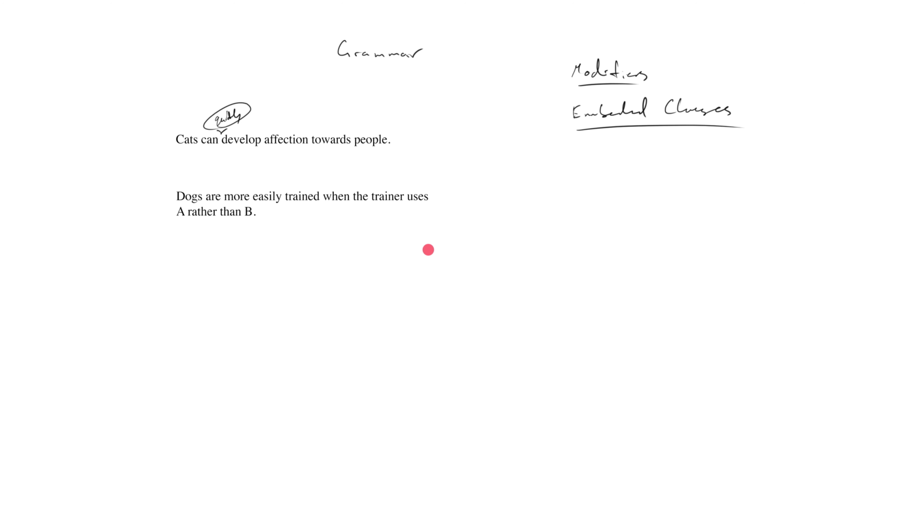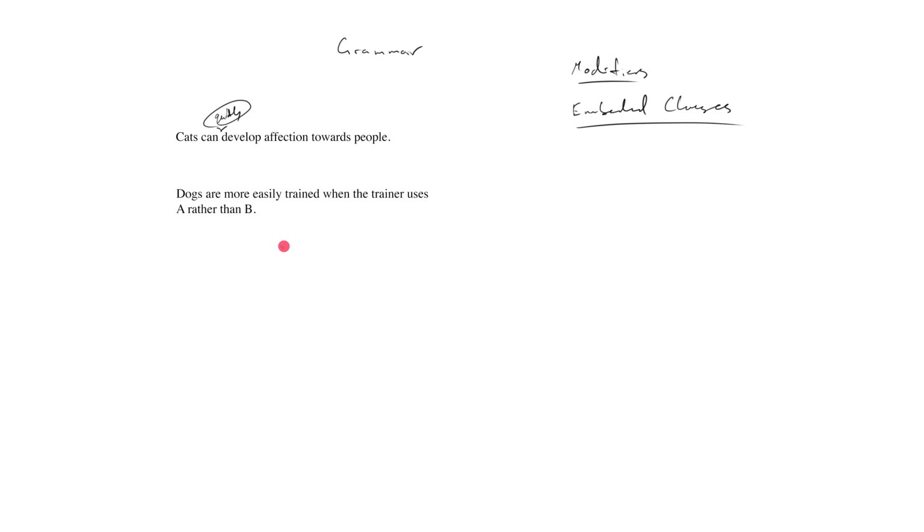Let's recall what we do for comparative statements. We establish the two things that we're comparing, and then we establish what we're comparing them on, and then we declare a quote-unquote winner. Let's back up even one more step. The subject is dogs, right? We're talking about dogs. And what are we saying about dogs? We're saying they're more easily trained when a trainer uses A compared to how easily trained they are when the trainer uses B, right?